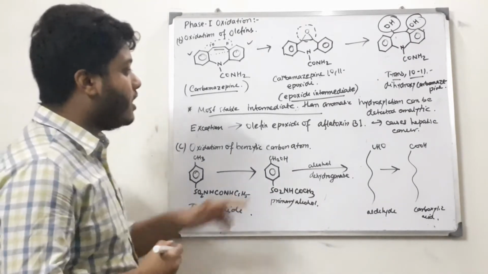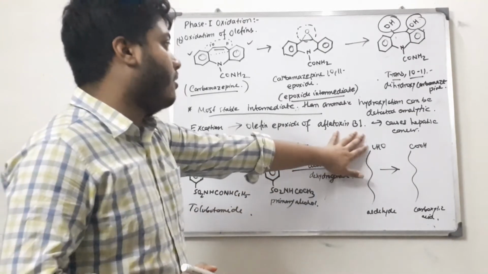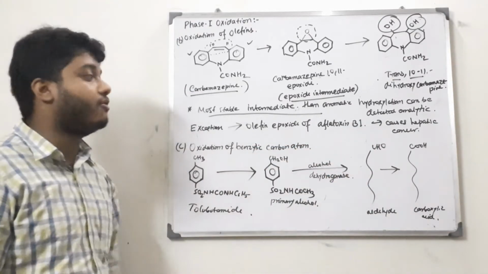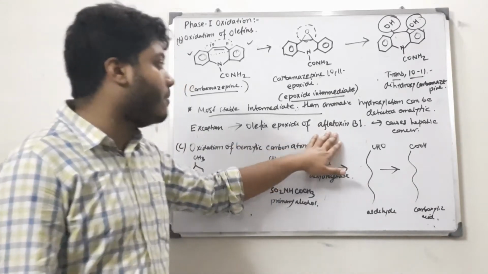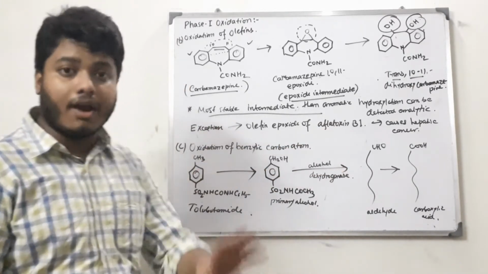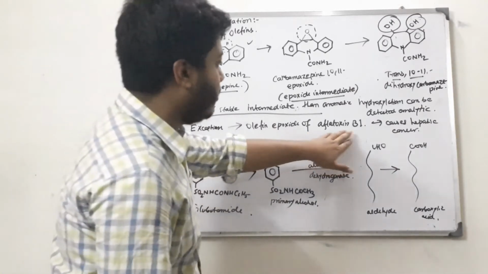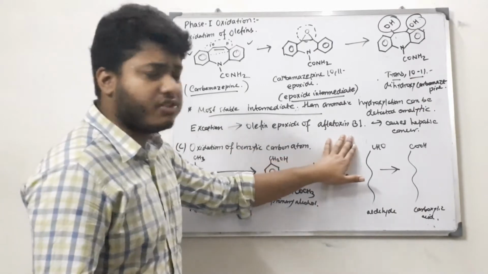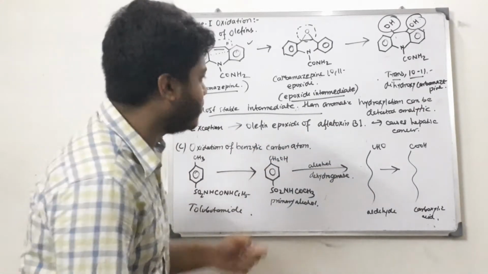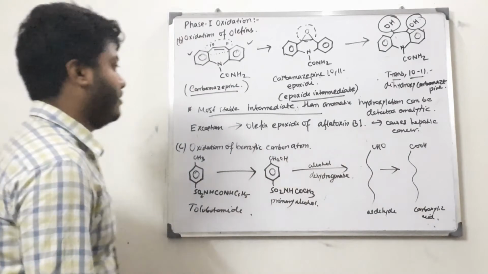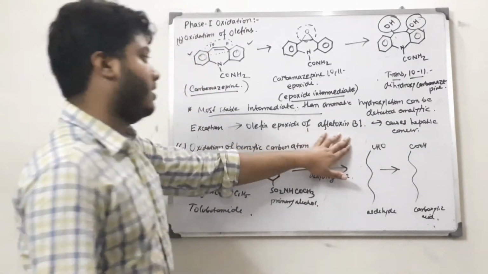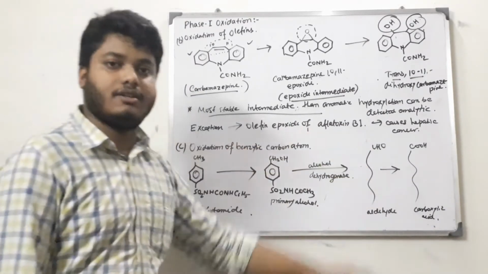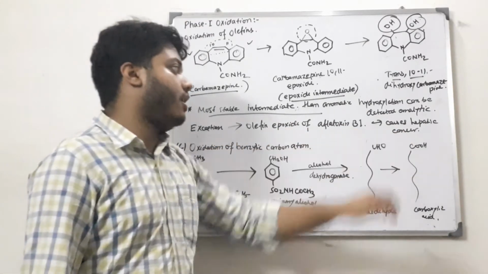The exception is the olefin epoxide of aflatoxin B1. Now what is aflatoxin B1? It is a toxin produced by Aspergillus flavus, a type of saprophytic fungus. Aflatoxin B1 is a potent carcinogen. It causes carcinogenesis in very minute amounts, and generally causes hepatic cancer. So the olefinic epoxide of aflatoxin cannot be determined analytically. These are highly reactive, and this causes hepatic cancer.